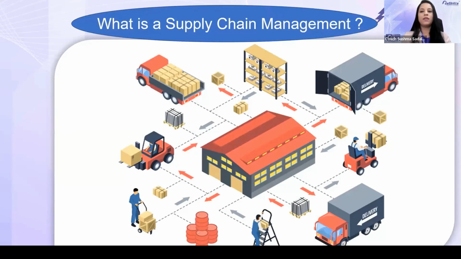Another definition: it's a network of organizations that have linkage both upstream and downstream in different processes and activities. Now, you may ask me, what is this upstream and downstream? We'll take that up in the coming slides. I have a picture that I can show you.